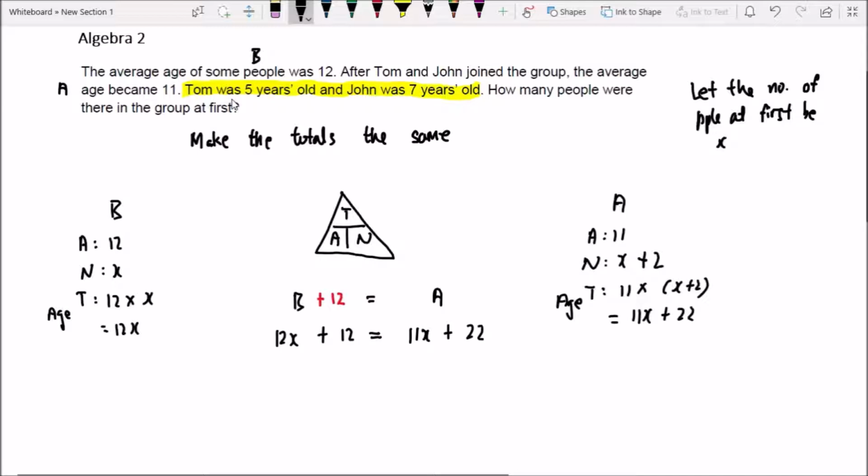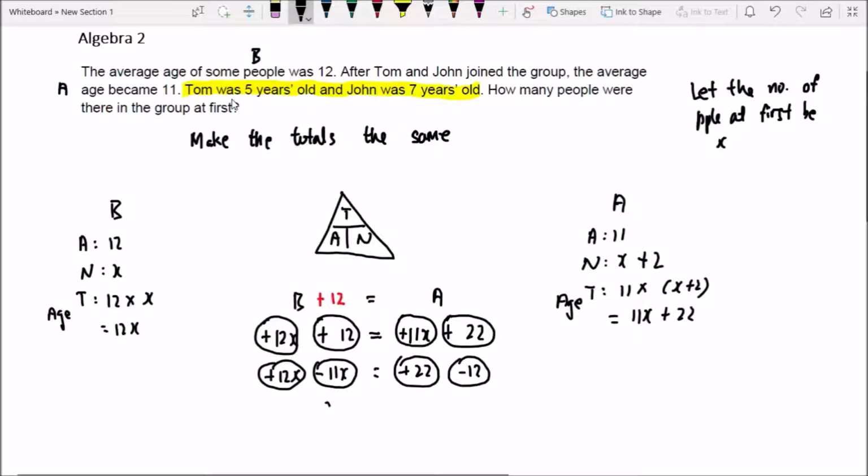From here on out, it looks exactly like the units and parts method. Circle the terms. Bring the units to one side and the numbers to the other side. We will end up with x equals 10. Do you remember what x is? Look at the top right-hand corner of the worksheet. x represents the number of people at first. Thus, the answer to this question is 10.